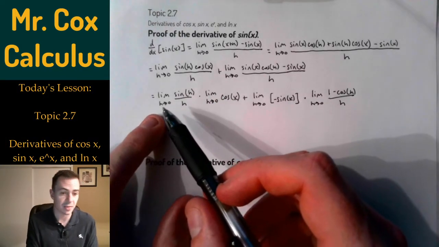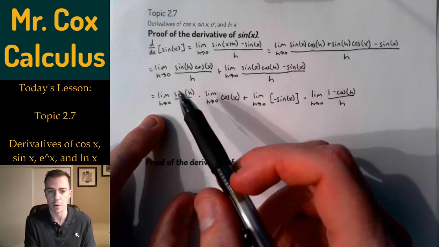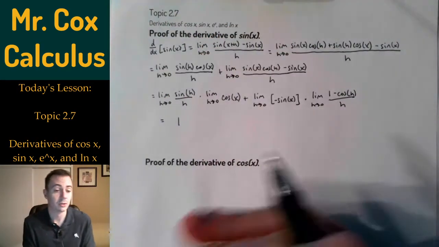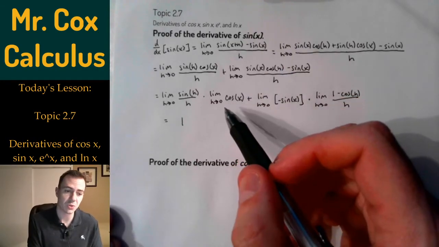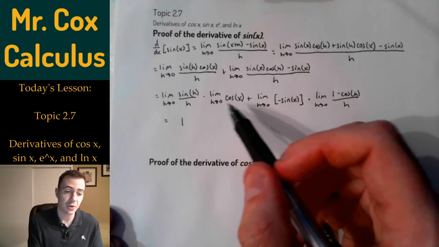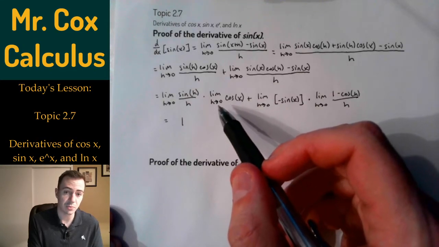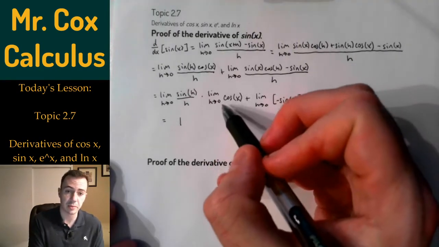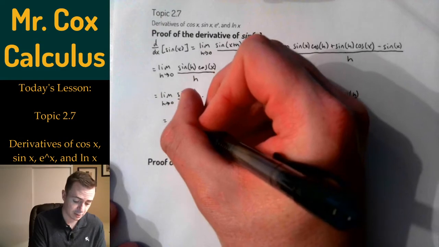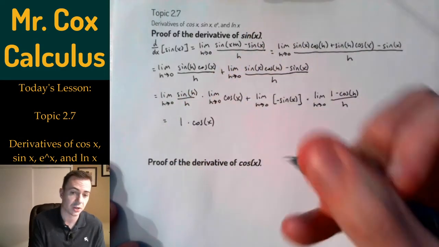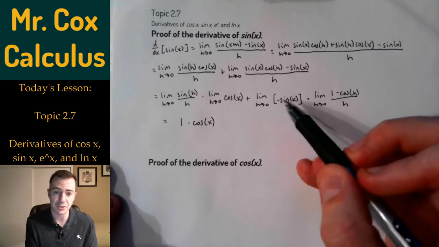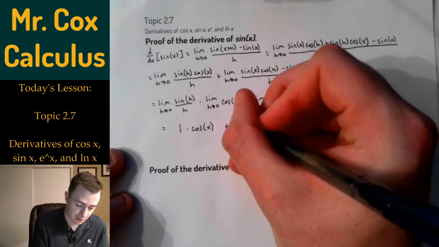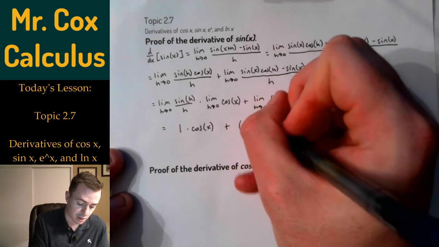From Unit 1, we said that this limit, the limit as h approaches 0 of sine of h over h, we used the squeeze theorem to show that that was equal to 1. Now the limit as h approaches 0 of cosine of x, notice that there is no h here. In terms of h, this is a constantly behaving function. So the limit as h approaches 0 of cosine of x, there's no h to substitute in. That's just cosine of x. The same is true right here when I take the limit as h approaches 0 of negative sine of x. That's equal just to negative sine of x.